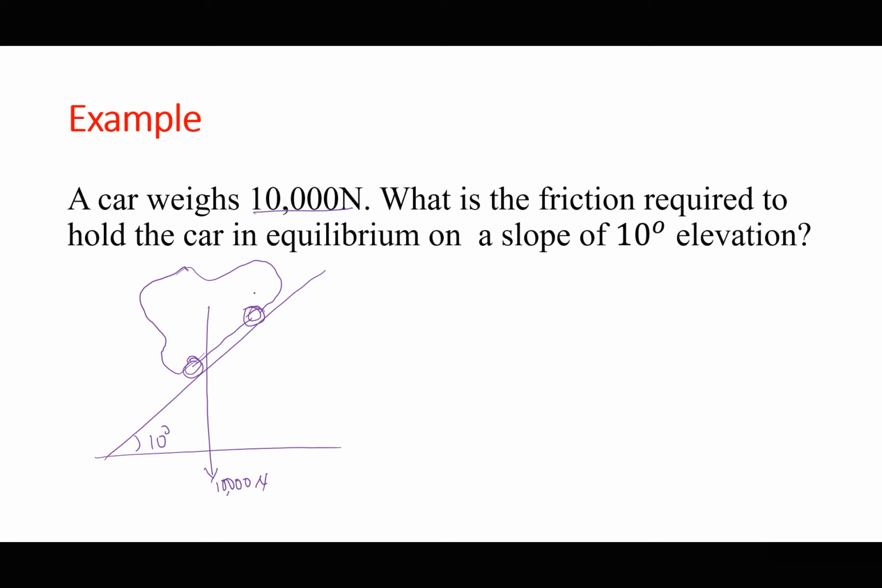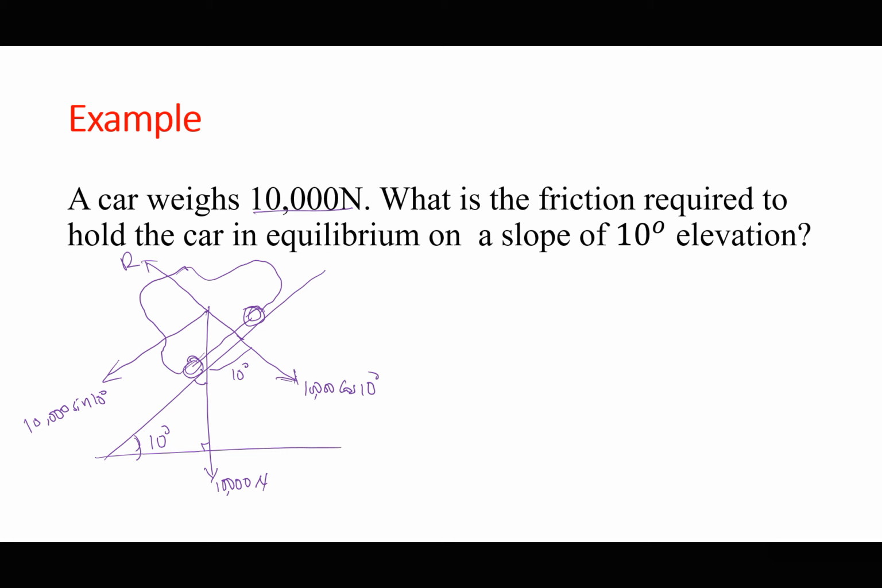So the forces acting on this car are the normal reaction force that acts at 90 degrees to the surface. And of course, this is balanced by the component of the weight in that direction. So this is the reaction. So if this angle is 10, this is 90, this is 90 minus 10. So this angle is supposed to be 10 degrees. So this is 10,000 cos of 10 degrees. If we resolve the weight parallel to the plane, this would be 10,000 sine of 10 degrees.